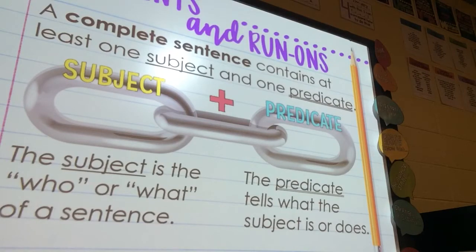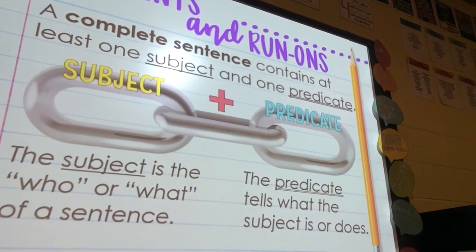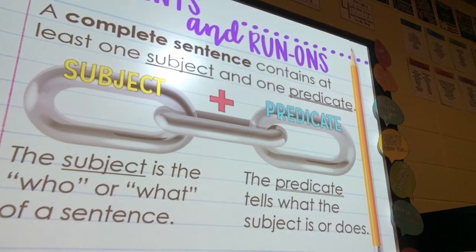If you just want to identify what a subject is because you don't know, in your little chain links on your paper, for subject you could write noun, and for predicate you could write verb, just in case you don't remember, but we went over all this together. So in my chain link, I'm going to write noun for subject, and for predicate, I'm going to write verb. Because the subject is the who or what of a sentence, that's a noun. The predicate tells what the subject is or does, that is a verb.